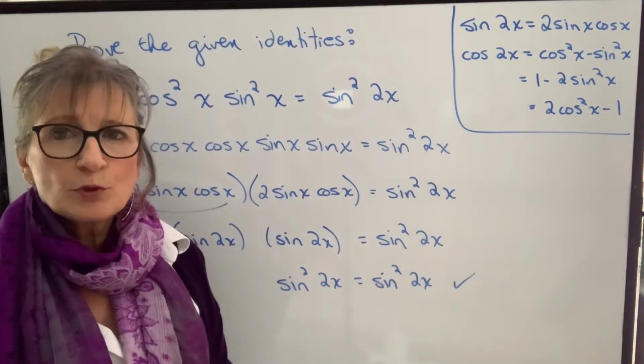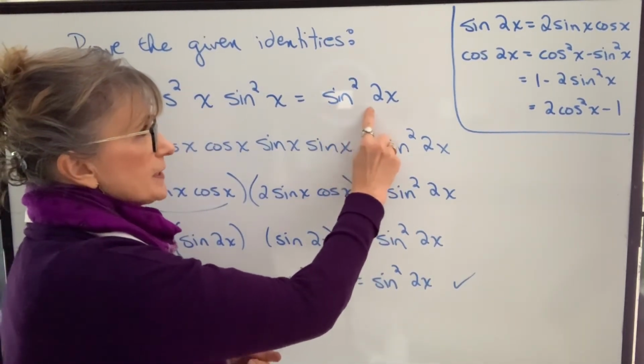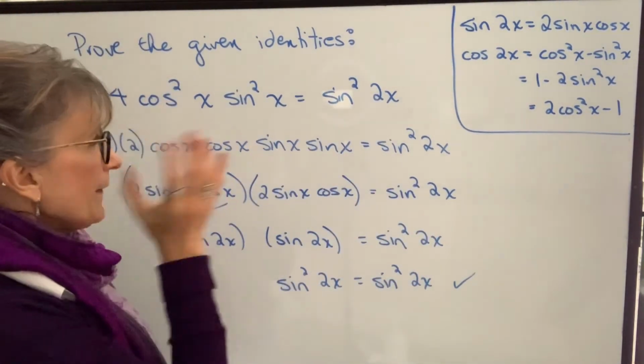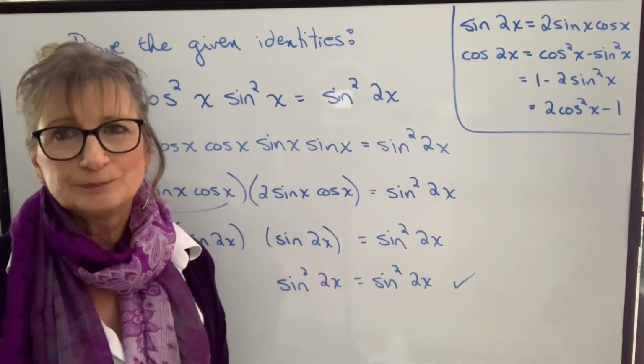When you're doing these proofs, always keep in mind what you want to end up with. I knew that I wanted to end up with sine² 2x, which is the same as sine of 2x times sine of 2x. So knowing that, that's how I often decide how I'm going to start my proof.